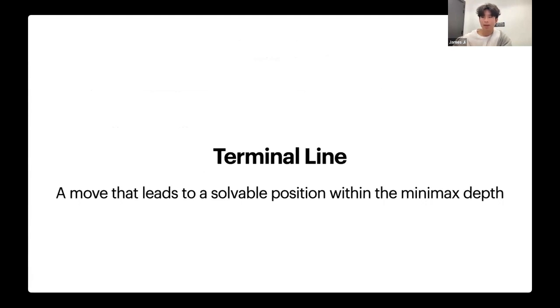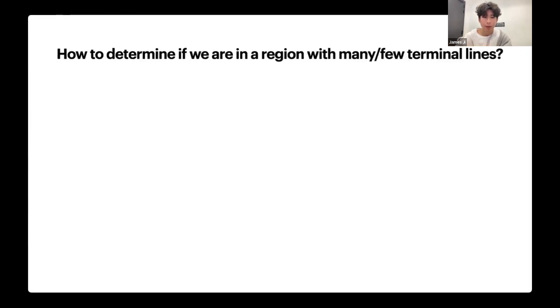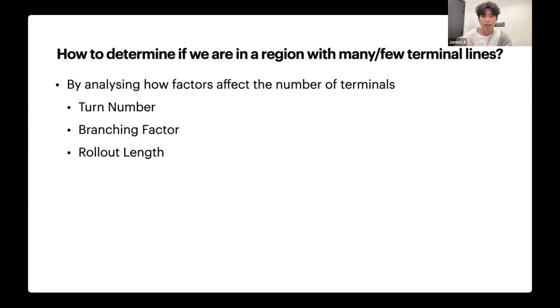So I'm just going to define terminology called terminal line. Essentially, you can think of this as if you make a move and then that position can be solved within the minimax depth, we'll call this a terminal line for our experiments. So the question is, how do we determine if we are in a region with many or few terminal lines? Because this will determine how we adjust our minimax depth. So I just took a look at some simple factors, such as turn number, branching factor, and rollout length, because I thought maybe through these factors, we can kind of gauge how many or how few terminal lines there are.